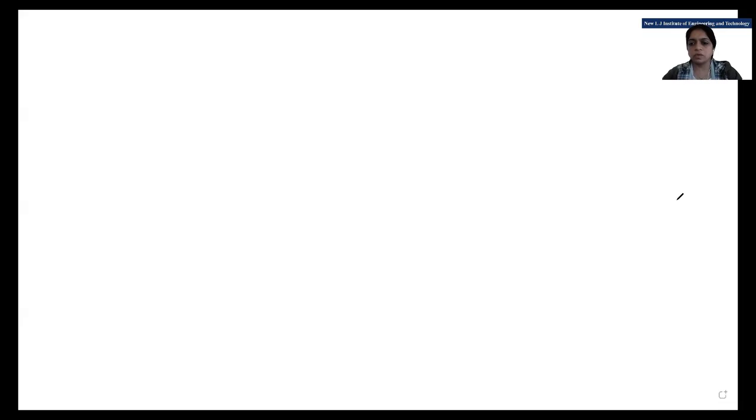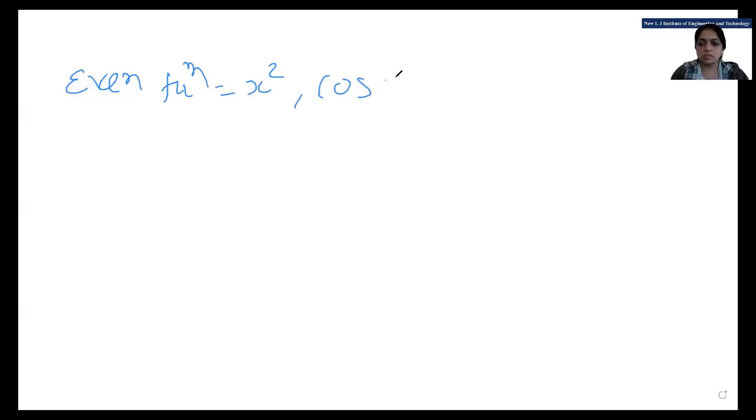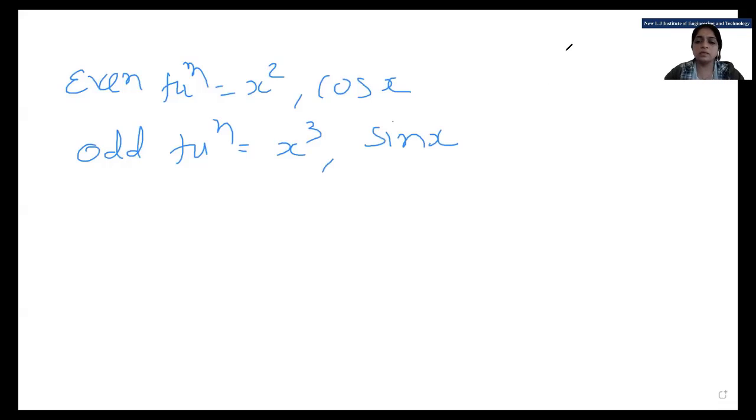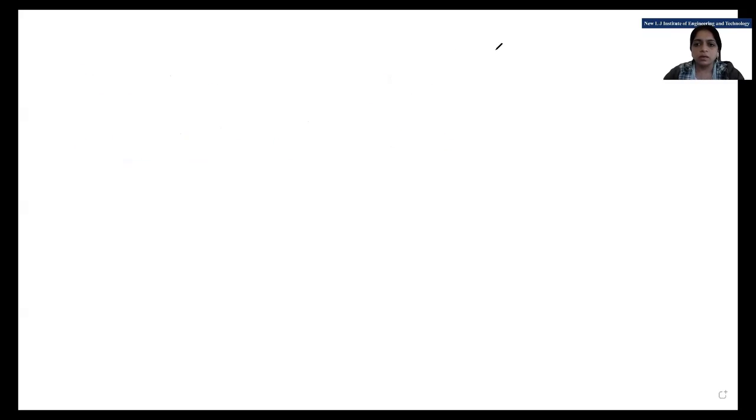Okay. So, an even function is x square cos x, and an odd function is x cube sin x, etc. Now, as per yesterday's example, if our limits are minus L to L, where L is any number, we have the integral of f of x dx.